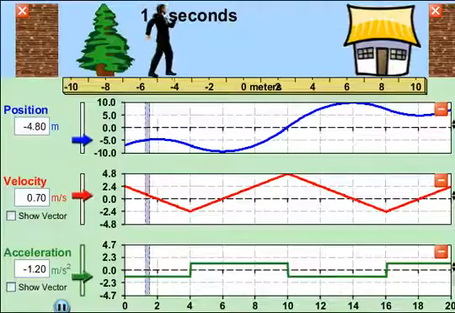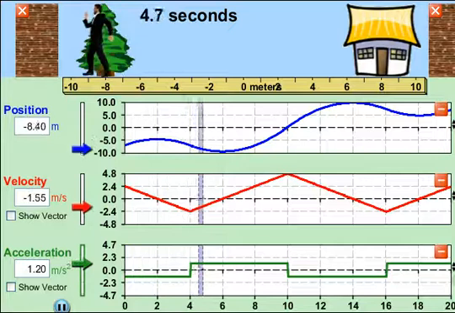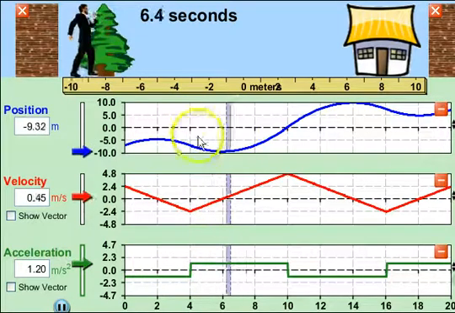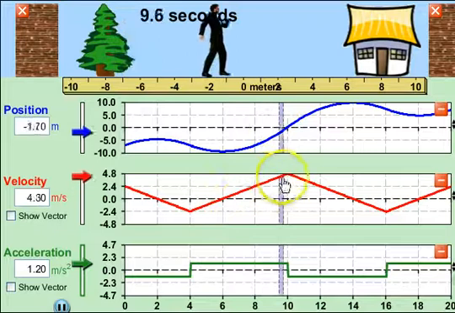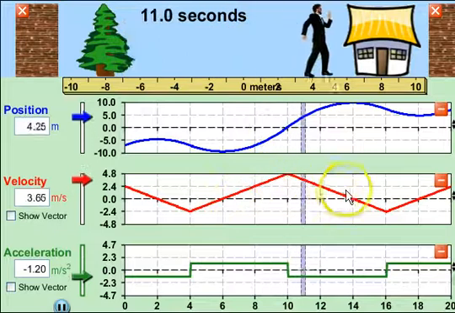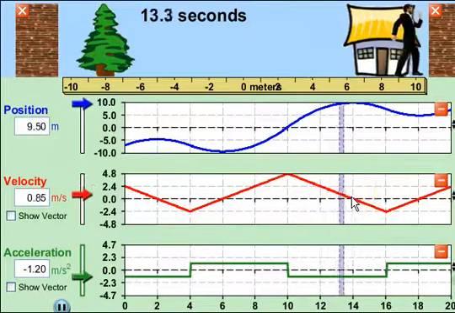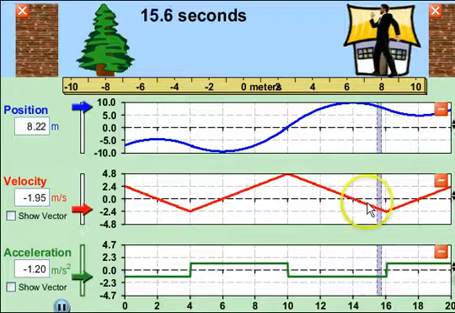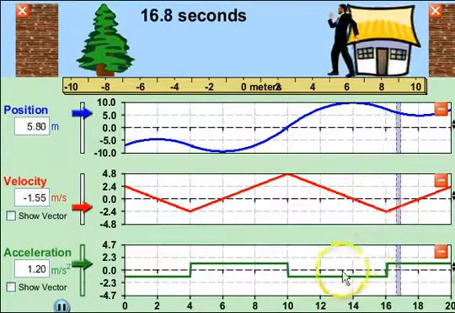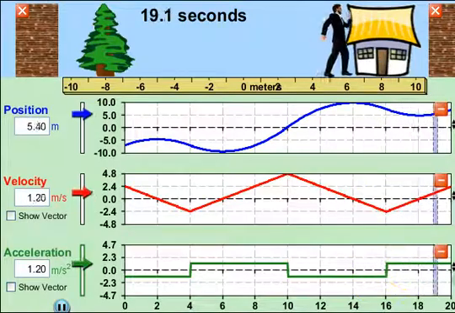Remember what these graphs are showing. They're just tracking, graphing moving man's position for this top blue one. As he moves, his velocity is more and more positive, less and less positive until it's 0 right there, and then going back in the negative direction, negative velocity there, and then acceleration. Which direction is his velocity changing in?